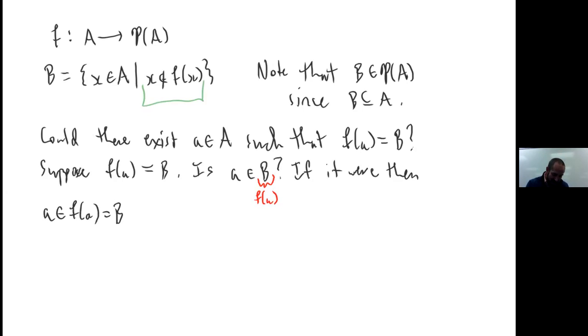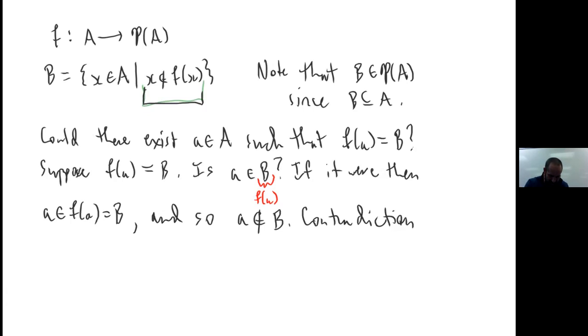A would belong to this, and so A would not belong to what? B. Right, by definition of B. To be in there, you can't be an element of this thing. Does that make sense? Okay? That's a contradiction. Why is it a contradiction? Look, if A were in B, then A couldn't be in B. Those are two blatantly contradictory things. If A were in there, then it couldn't be in there.